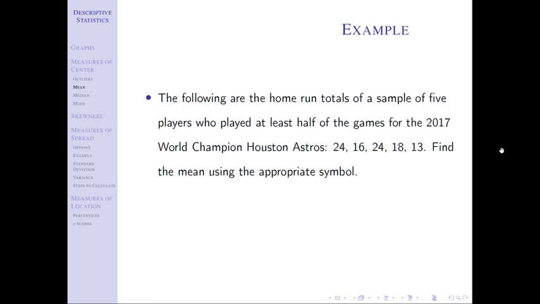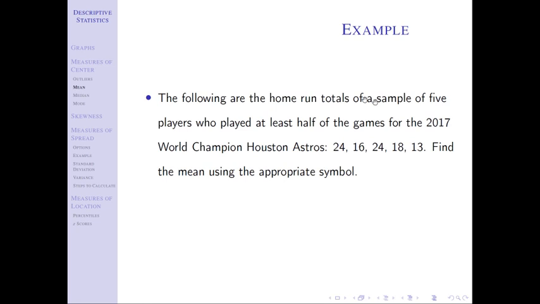And if you want to go ahead and pause, work through this problem, think about the symbol, now would be a good time to do so. I was not asked to find the sample mean or the population mean. So that would be one giveaway, right? If I said find the sample mean, you'd say, oh, X bar. If I said find the population mean, you'd say, oh, it's mu. So you don't have that giveaway.